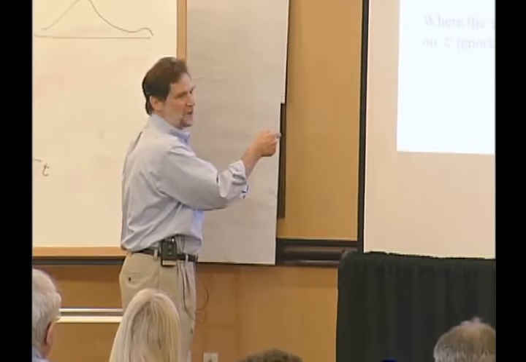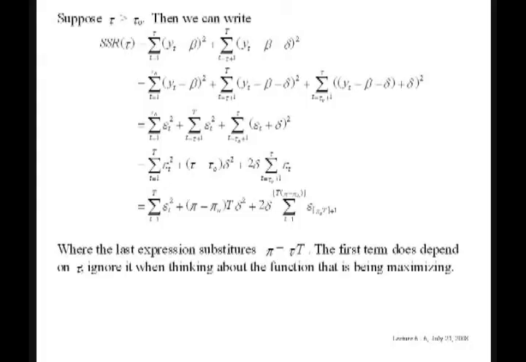But it also has in it, I guess, t goes from tau naught up to tau, and I have y minus beta squared. And I wrote that as y minus beta minus delta plus delta. So this guy and this guy is that guy. That's my extra line of algebra to make this completely transparent to you. And this is from t goes from tau plus 1 to T.